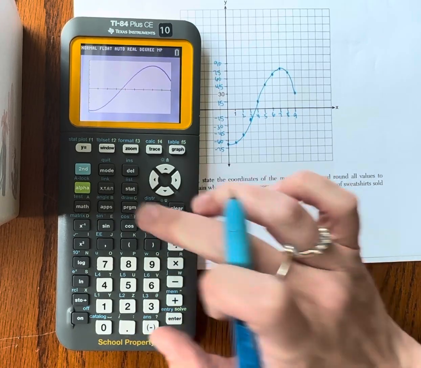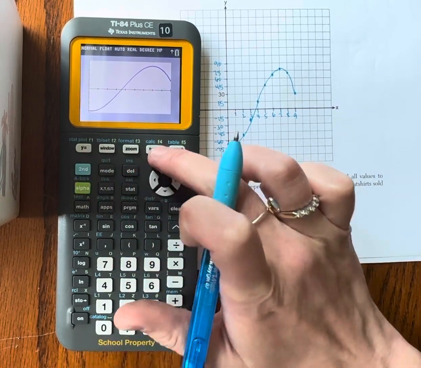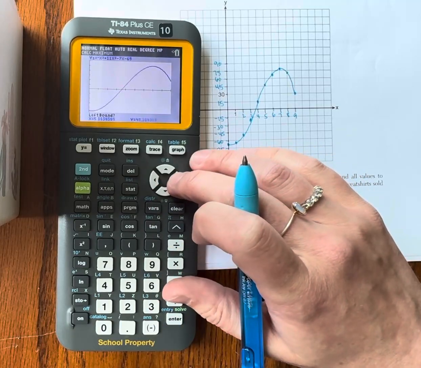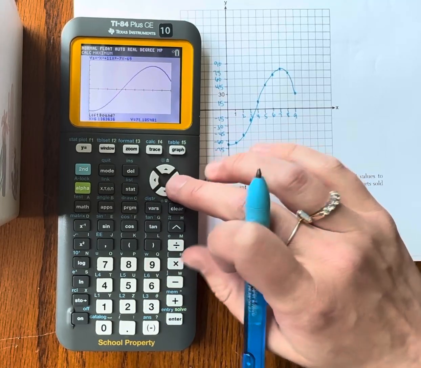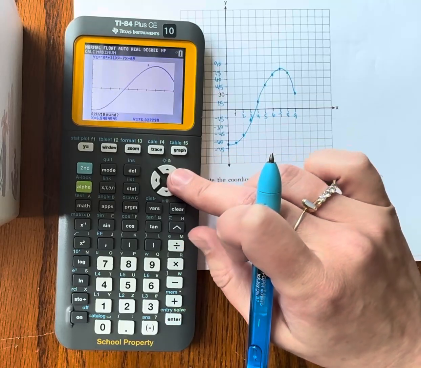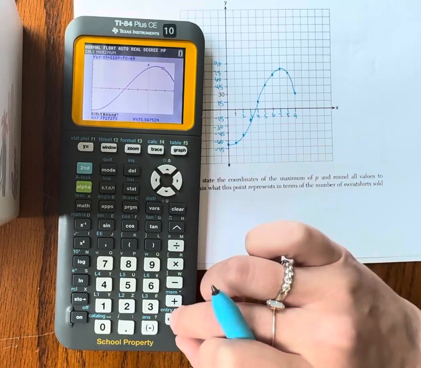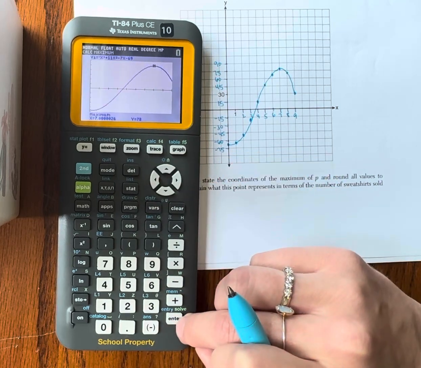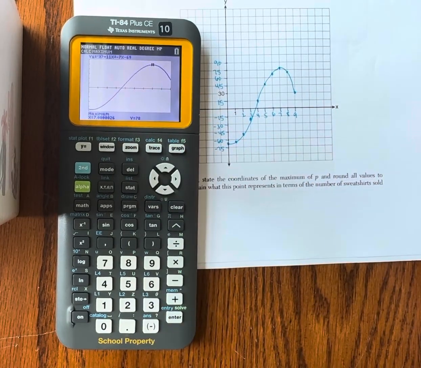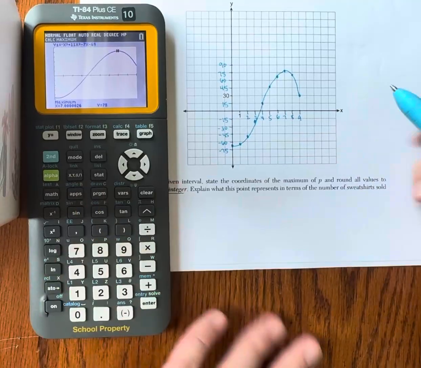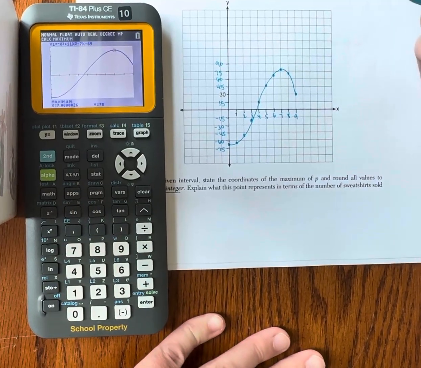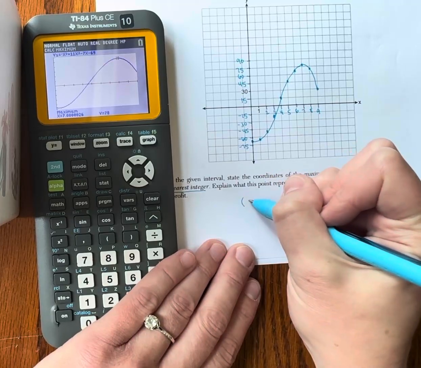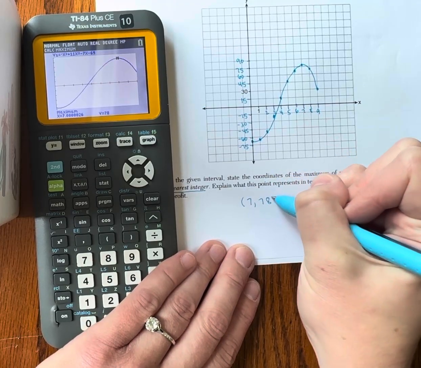So it looks practically like what we just graphed. If I hit second trace maximum, it'll say left bound, so you can go to the left of the maximum and hit enter. Then you go to the right of the maximum and hit enter, and then you can guess and hit enter. So the maximum is at 7, and y value is 78, just like we thought, but just confirming. So the maximum of p is (7, 78).